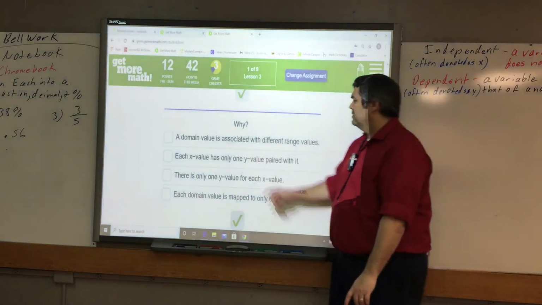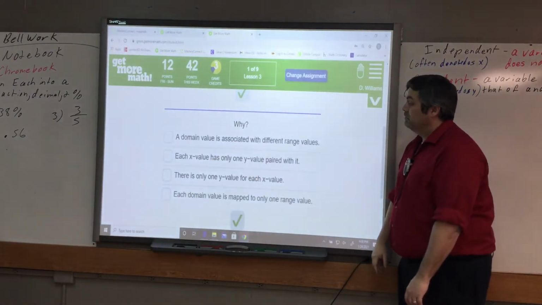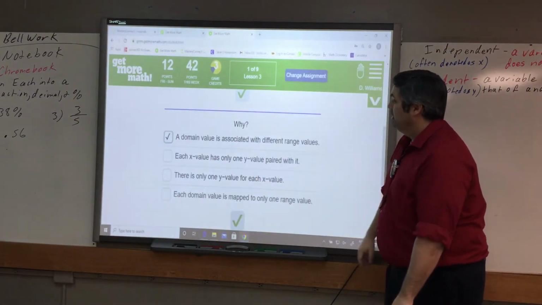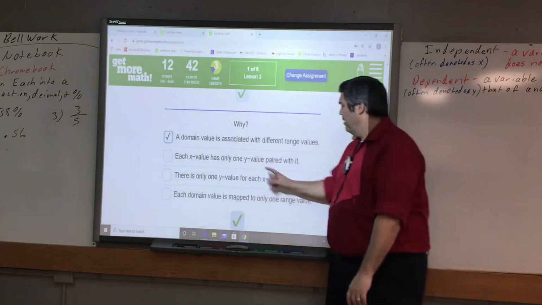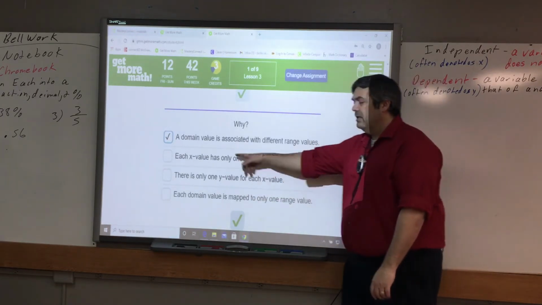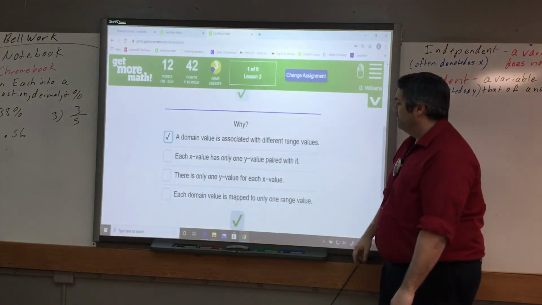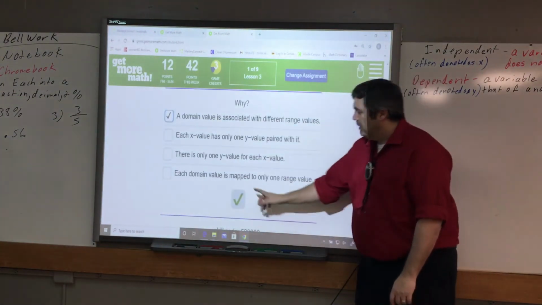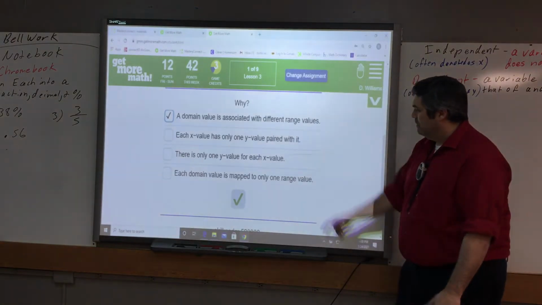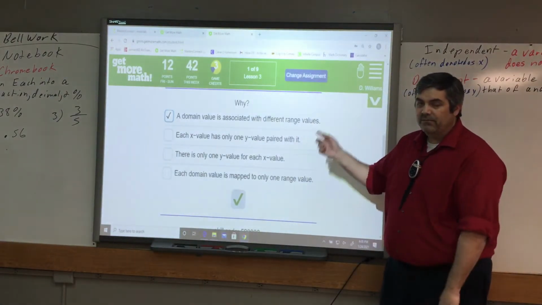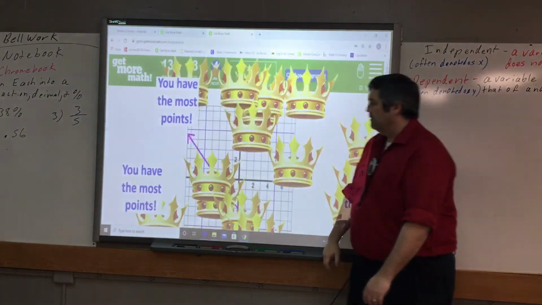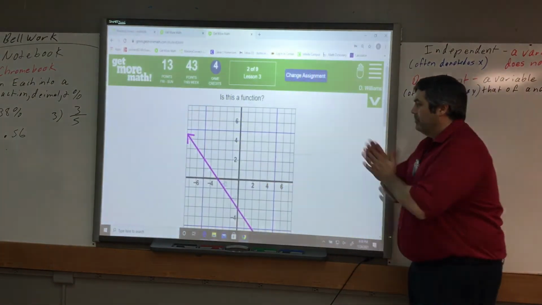A domain value is associated with different range values. Kind of like that. Each x value has only one y value paired with it. No, that would make it a function. There's only one y value for each x value. Nope, that makes it a function. Each domain value is mapped to only one. And see how they all say the same thing except for one? Makes it easy. Okay? Now, all right, graphs.